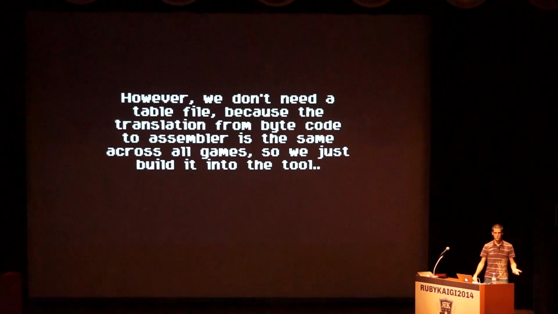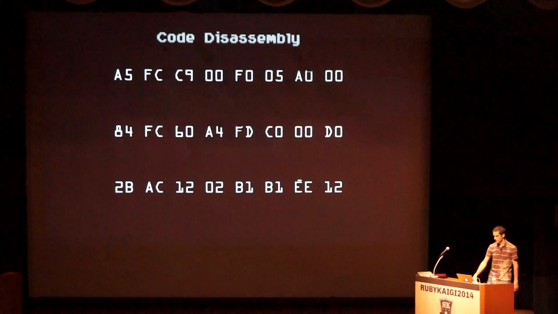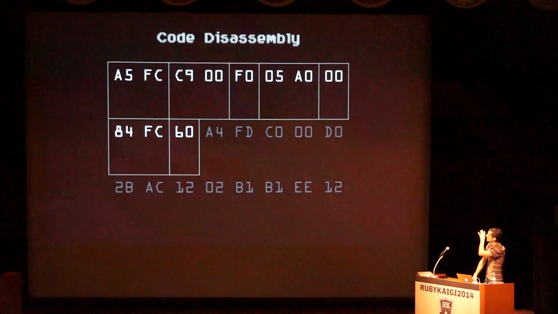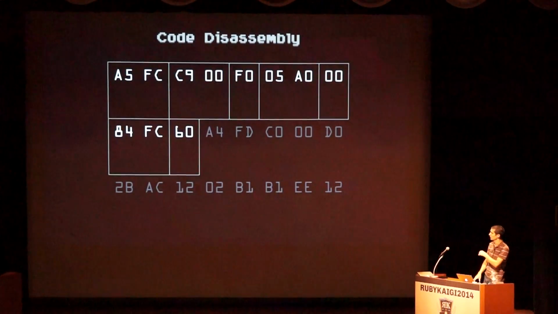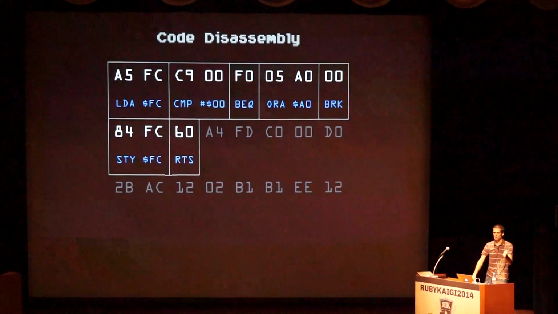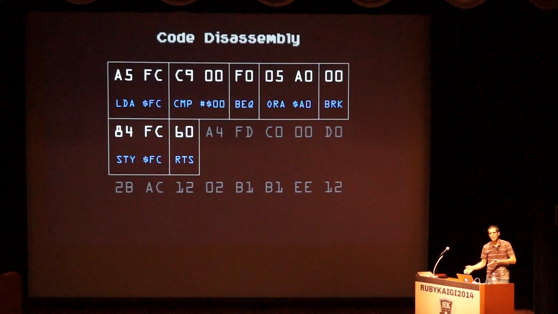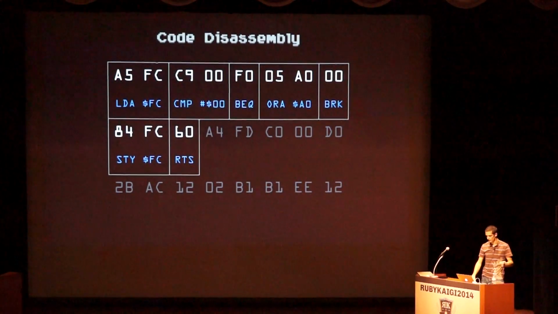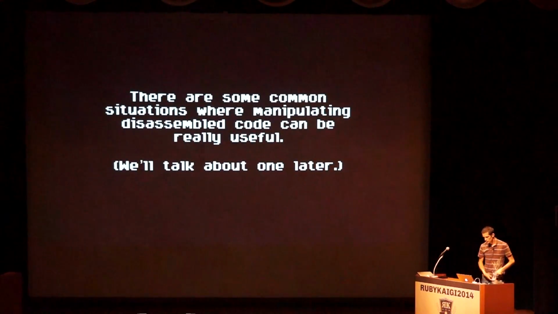So you can use off-the-shelf tools for that. Code disassembly is the same thing. You're looking at the bytes and you think, what do they mean? Well, in this case, they kind of break down like that. The rest is garbage. I don't even know what it is. But this is a routine I wrote like 8 years ago, and it translates into these assembler codes. So you can just grab, again, it's all data. You can then dump that into a file, make modifications, and change behavior. And there are some common situations where manipulating the disassembled code can be really useful that we'll talk about later.